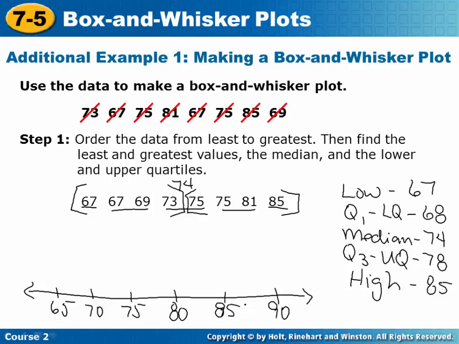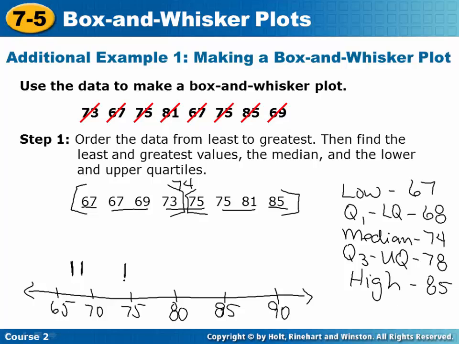Now, we're going to take these 5 data points and place them on our number line. But we're not going to do it right on the number line. We do it up above the number line. So we're going to look at 67 and find on our number line about where 67 would be, and place a little line, just like I did here. Then I'm going to go to 68 and place another line. Not very far apart. And then I'm going to go to 74, place another line.